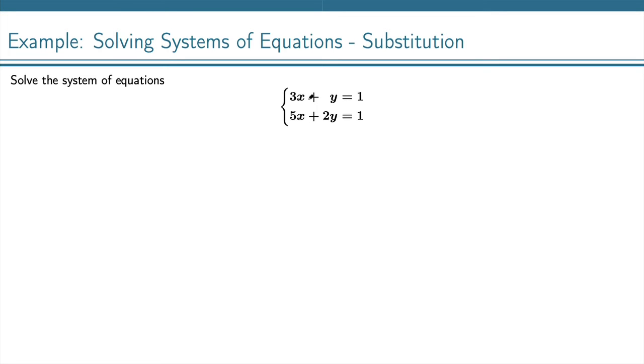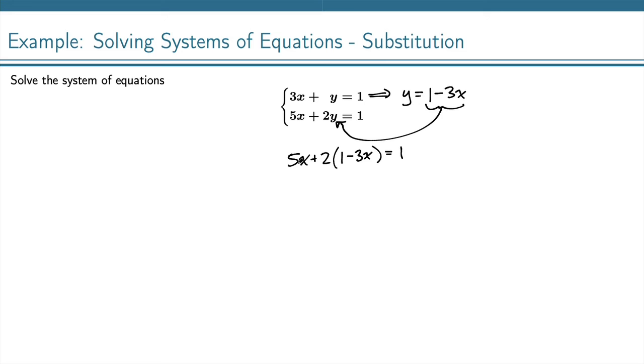You want to pick an equation, doesn't matter which equation you pick, but pick an equation where it's easy to solve for one of the variables. So here we're going to solve for y in the first equation, and we get y is equal to 1 minus 3x. Our next step is to take that, this is y, and we're going to plug it in to this y in the second equation. So we have 5x plus 2 times (1 minus 3x) equals 1.